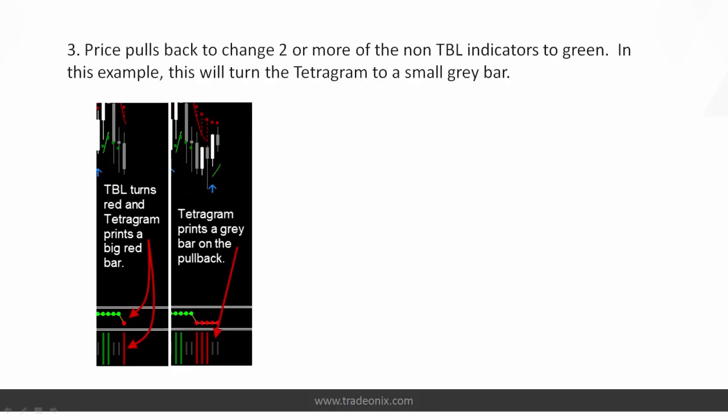Price pulls back to change 2 or more of the non-TBL indicators to green. In this example, it will turn the tetragram to a small gray bar.